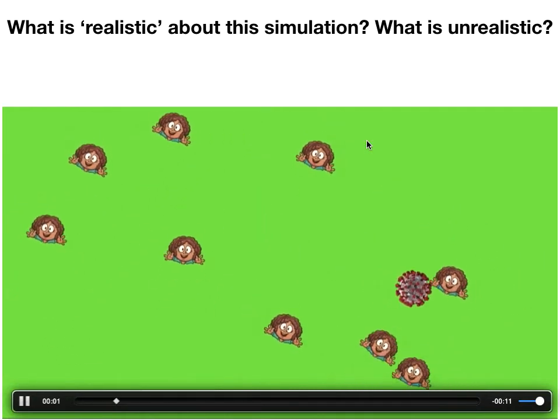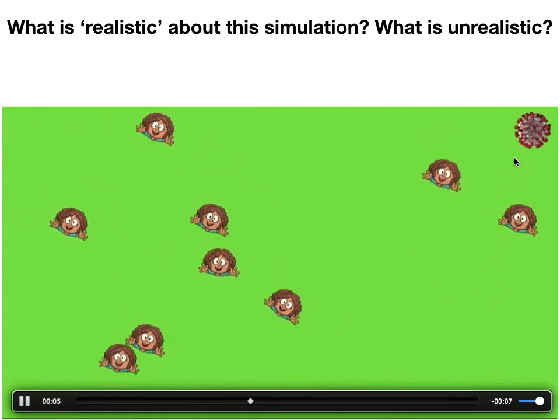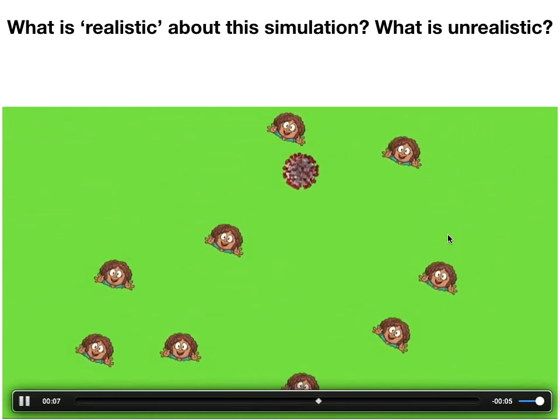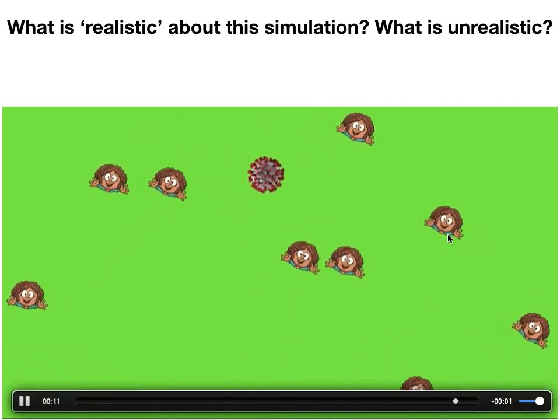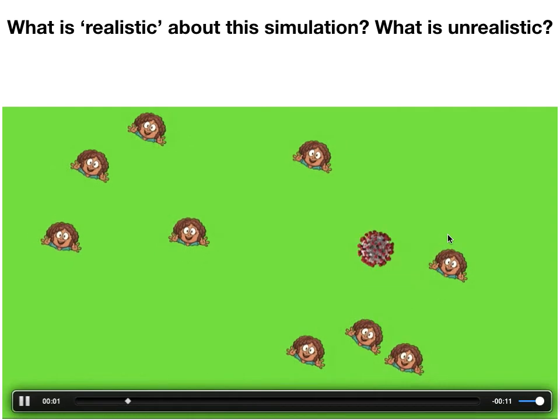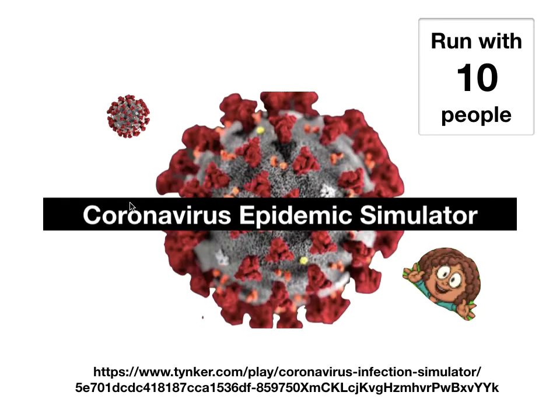The biggest thing we need to address is the fact that that person who's sick there is bouncing around, but nobody else is getting sick. And that's not how coronavirus works. It spreads very easily and infects other people. So we need to figure out how to make that happen. To do that, we've put together the Coronavirus Epidemic Simulator, and you can access it here at this URL.